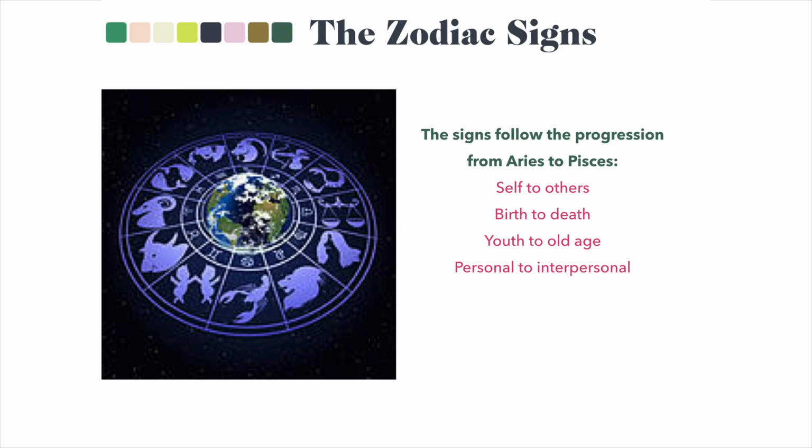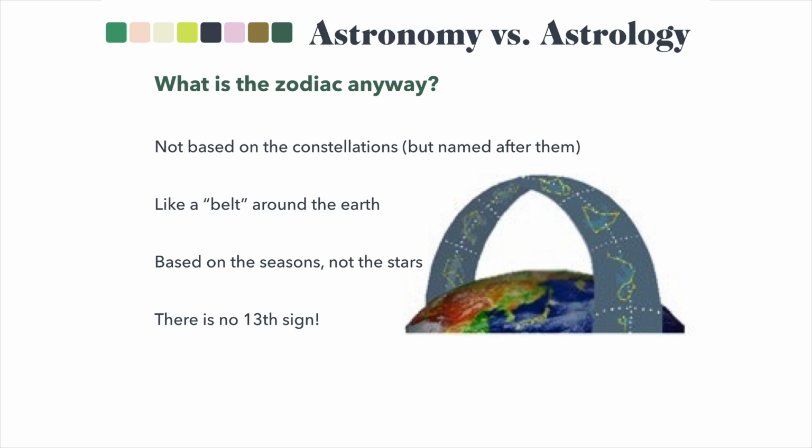And the zodiac signs follow a progression from Aries to Pisces. They go from the self to others. Aries is the baby of the zodiac. Pisces is the elder, youth to old age, personal to interpersonal.